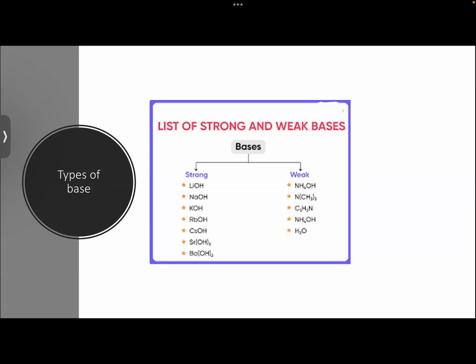Learning about properties of bases. Talking about the taste and the touch of the bases, we learned that bases have a bitter taste, and their solutions are soapy to touch. Furthermore, bases allow electricity to pass through them. They are also good conductors of electricity. Just like acids are good conductors of electricity, in the same manner, bases are also good conductors of electricity. Why? Because upon passing of electricity, the bases will break into ions, into charged particles. Thereby, they are good conductors of electricity.